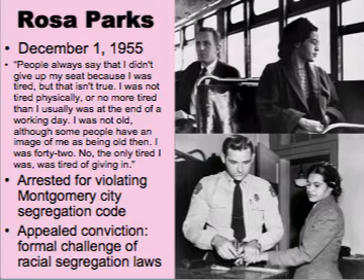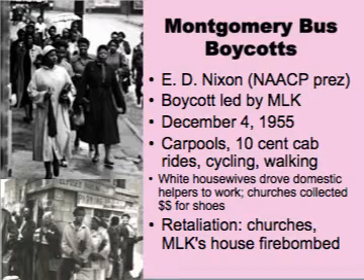Rosa Parks was considered to be a good victim. She was fashionably conservative. She seemed wise and patient and older, which sort of inflames the sense of righteousness. And that idea of her being an older lady who's just tired very much got played up because it makes her a more sympathetic victim. But it worked, right? So she's arrested for violating the Montgomery City Segregation Code. She appeals that conviction, formally challenging racial segregation laws. And this leads into the Montgomery bus boycott.